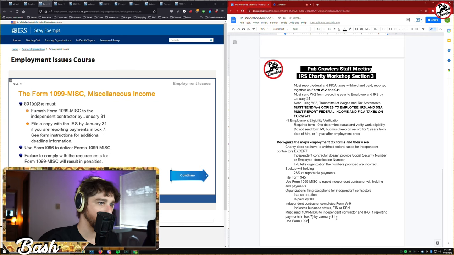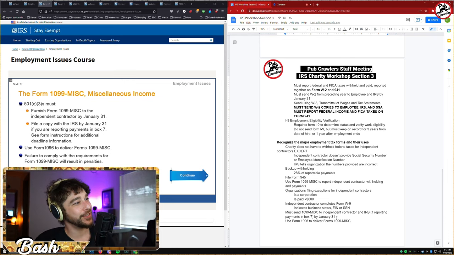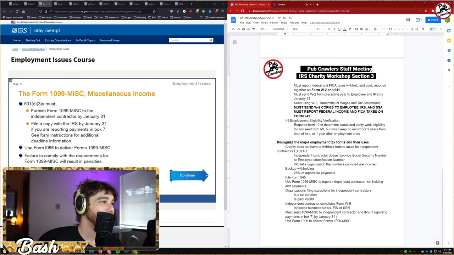Love how you don't have the form in front of you, but it's saying, file a copy. If you are reporting payments in box 7, see form instructions for additional deadline information. It's like, oh my god. Honestly, I hate how much this works so well for my brain. This is the kind of shit I love. When it's vague, I can't handle it, man. But it's not fake. You know exactly where to look, and you know exactly what forms to do it on. It does specify, but at the same time, it'll say, will result in penalties. What penalties? How much? When? Where? Why? How? Tell me everything.